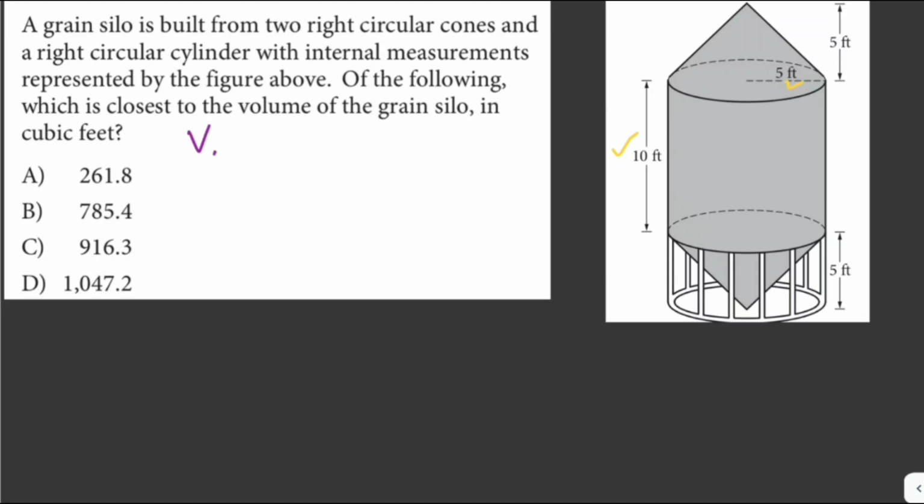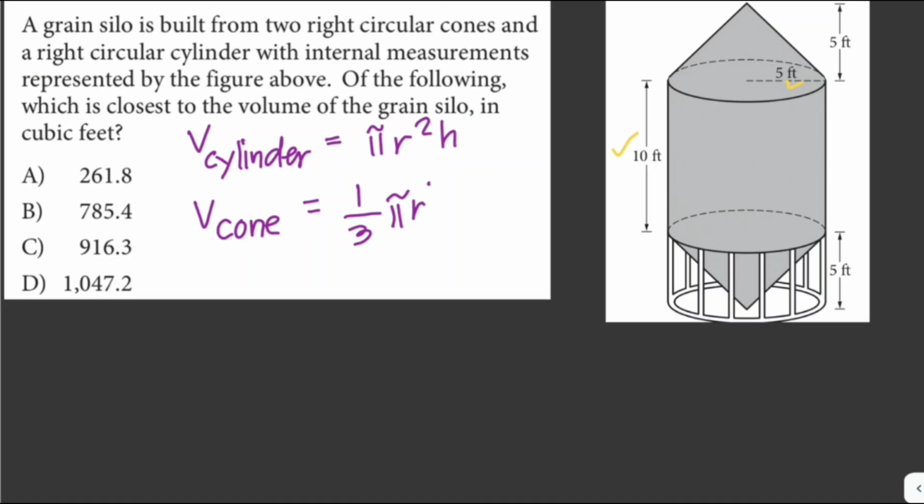To solve for the volume of the cylinder, we can use this formula, pi r squared h, where r is the radius and h is the height. And the volume of the cone is equal to 1/3 pi r squared h, the radius and the height of the cone. By using these two formulas, we can now determine the total volume of the grain silo.